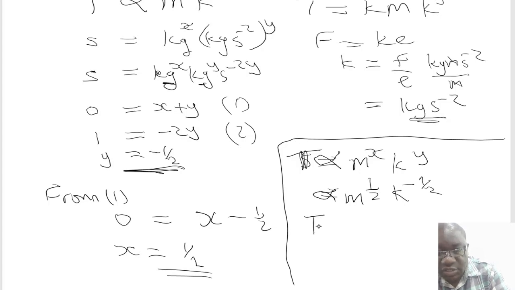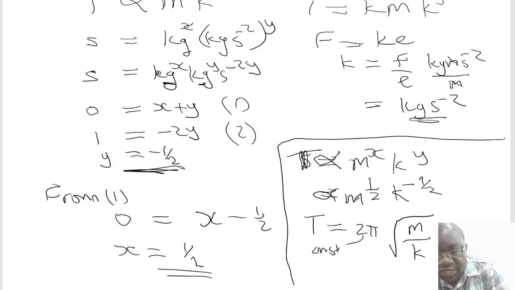So which means t is equal to a constant, which we are going to say is 2 pi, times the square root of m over k. Why? Because if you raise m to the power half, it's the same as saying square root, and then k to the power minus half is saying 1 over the square root of k. So that's the relationship between t, m, and k.